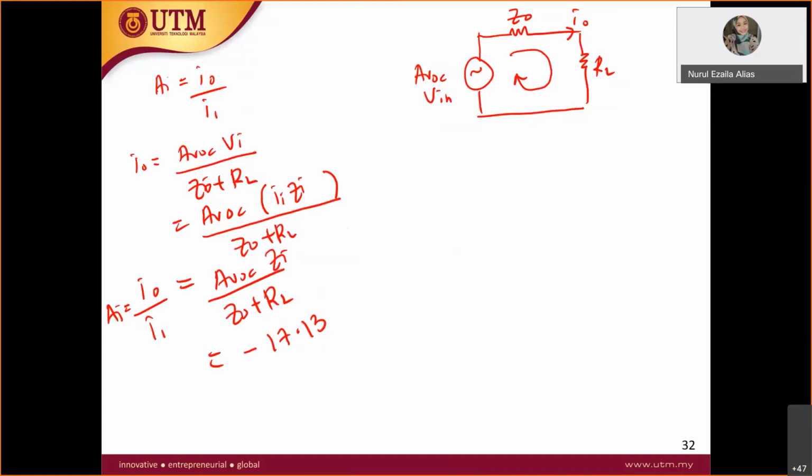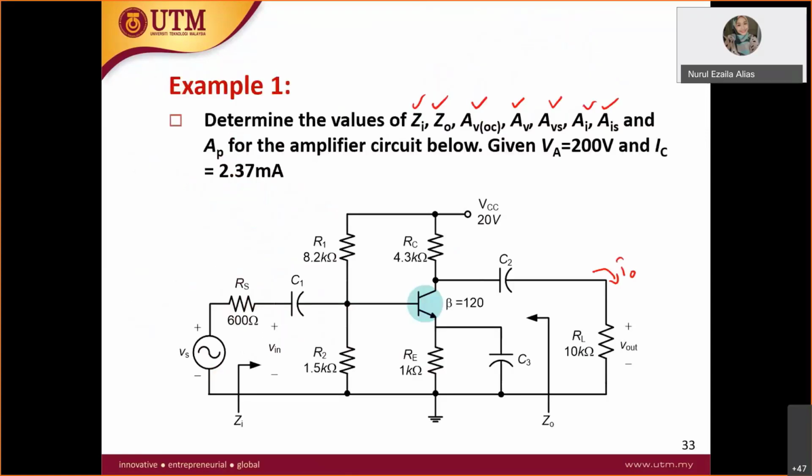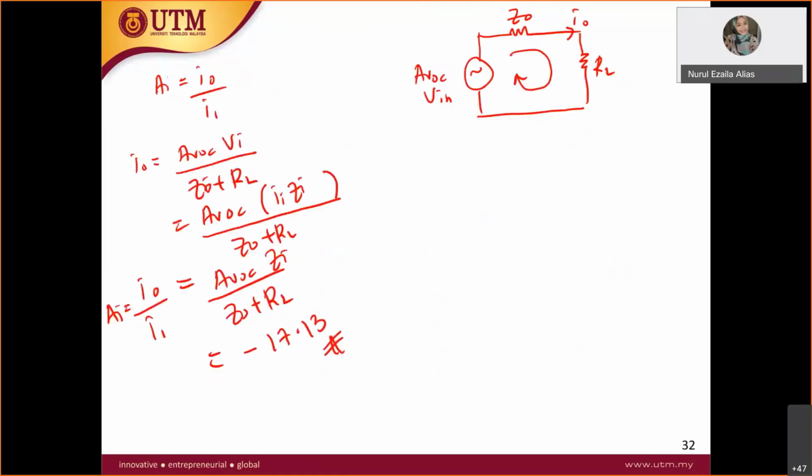Do you have any question before I move forward? No question. Okay, so now the next one, AIS, the current gain referring to the source. AIS is equal to I out over IS. You can actually do this as I out over I in times I in over IS.